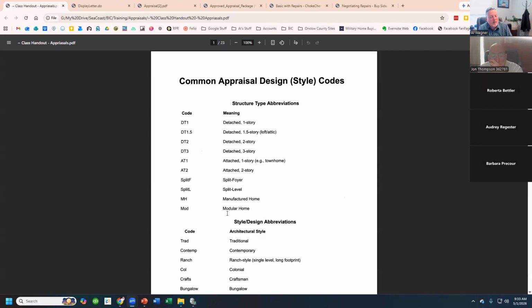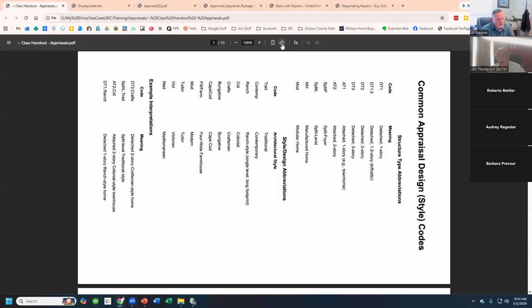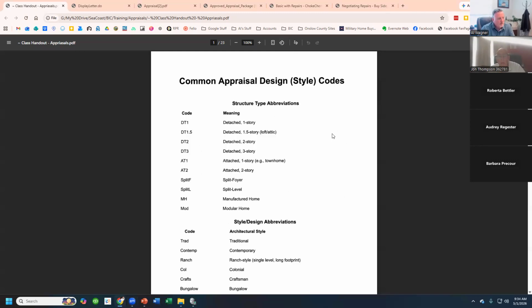Today we're going to talk about how to read appraisals, and we're going to talk about negotiating repairs for a buyer. So we're going to get right into the appraisal section. I put some things in the chat so you can follow along. When you open a PDF, it comes out sideways. You can hit this button right here, and it'll turn it upright.